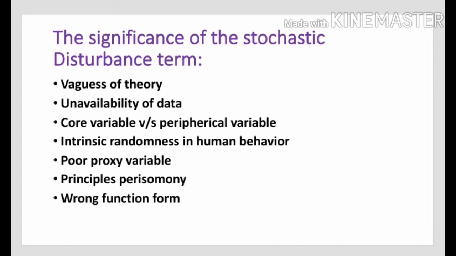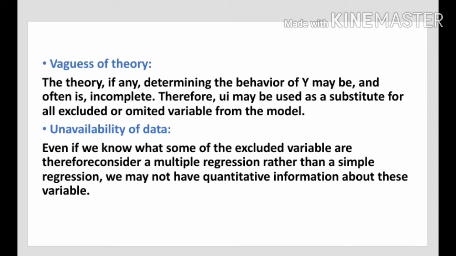The next topic, the significance of the stochastic disturbance term: vagueness of theory, unavailability of data, core variable versus peripheral variable, intrinsic randomness in human behavior, poor proxy variable, principle of parsimony, and wrong functional form. Vagueness of theory: the theory, if any, determining the behavior of Y is often incomplete. Therefore, ui may be used as a substitute for all excluded or omitted variables from the model.